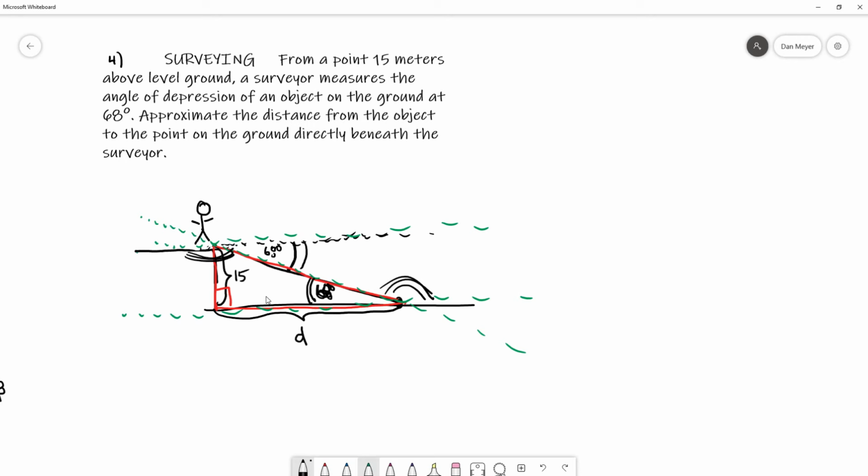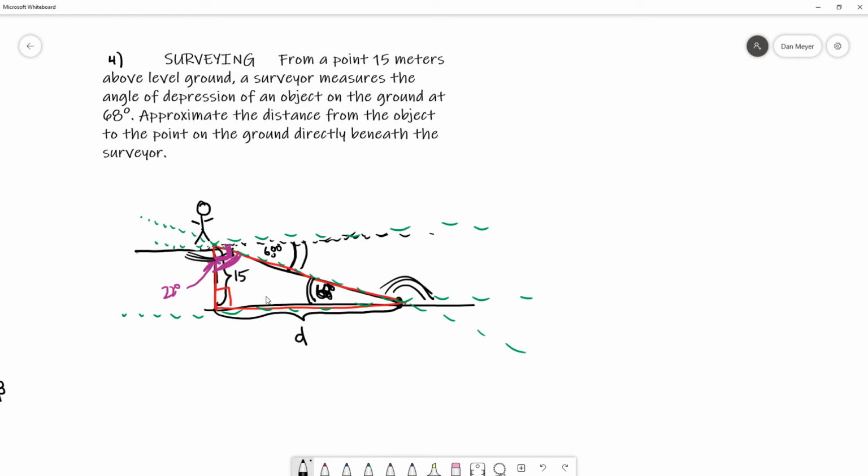Another way that you could have identified a relevant angle is this is a right angle right here as well. And so this angle is complementary to 68 degrees. So that angle, God, this is a messy picture all of a sudden. That angle is 22 degrees. All right, now our picture's really messy.